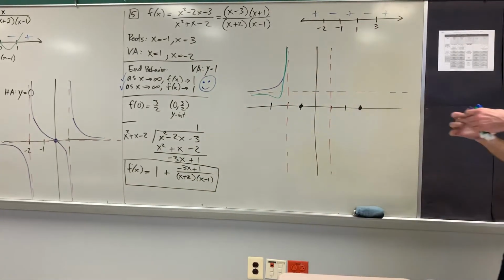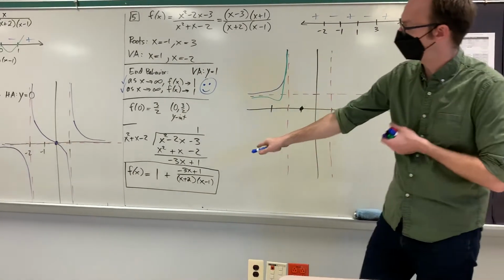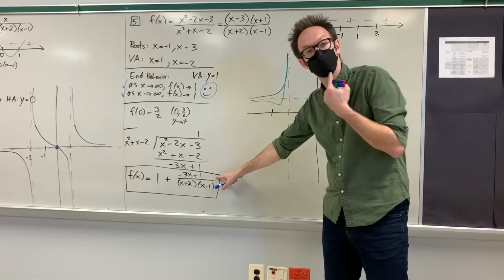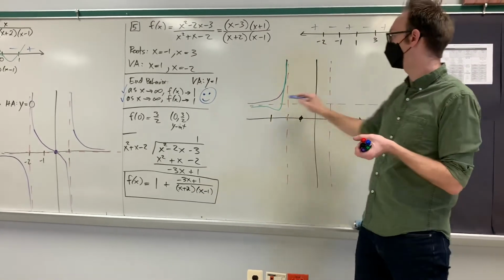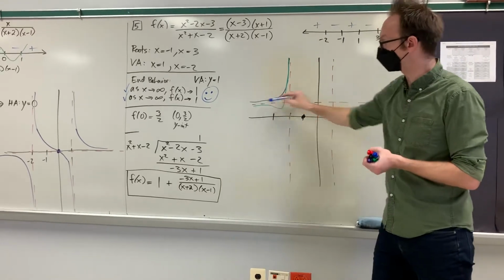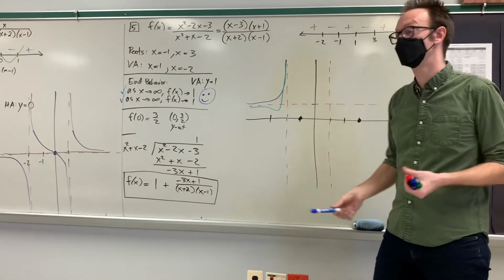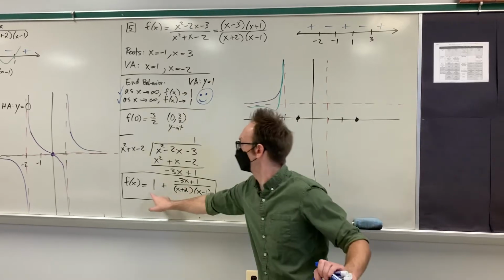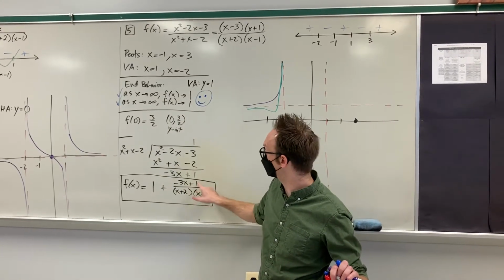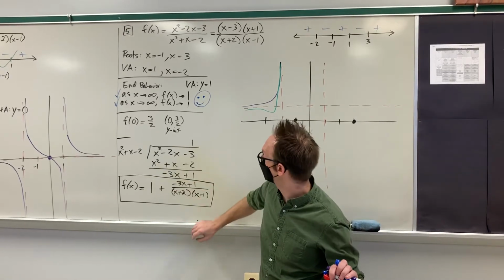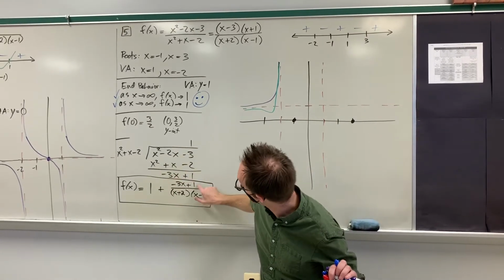But the other thing that happens is I can see now at a glance when my function equals 1. When will my function cross this line, y equals 1? Well, this function will cross the line y equals 1 when f just is 1. And what is f? Well, f is 1 plus some stuff. Therefore, the only time f will cross is when that stuff is 0, and the only way for that stuff to be 0 is for the numerator to be 0.